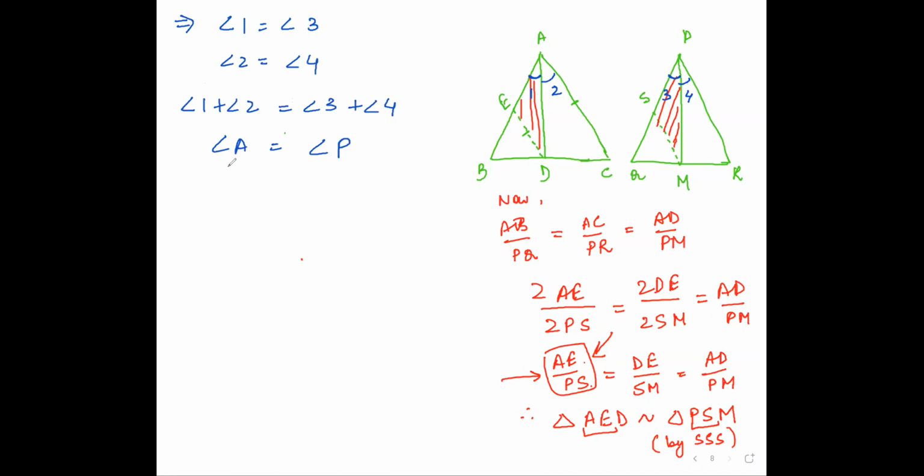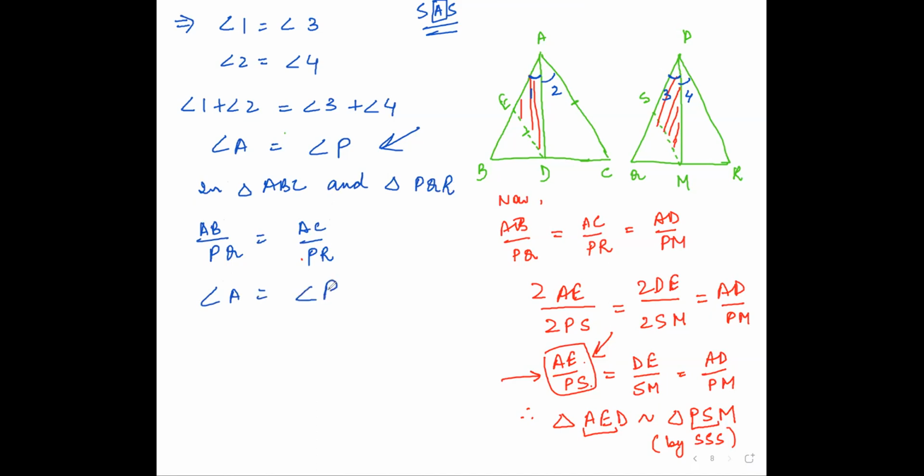Yes, ma'am. Okay. Because if I want SAS criteria, at least one angle I need equal. So far we have shown that one angle is equal in both the triangles, and the two ratios were already given. So by SAS criteria, now they will be similar. So now in triangle ABC and triangle PQR, it is given that AB by PQ is equal to AC by PR. Yes, Hamna? This was given to us. Yes, ma'am. Okay, and one angle we have shown that angle A is equal to angle P.